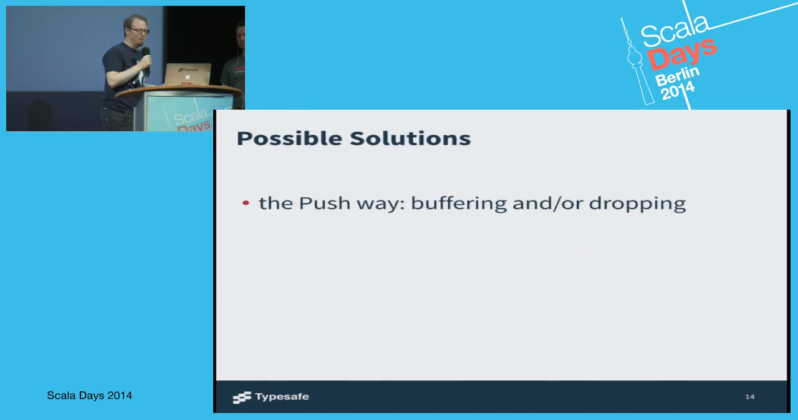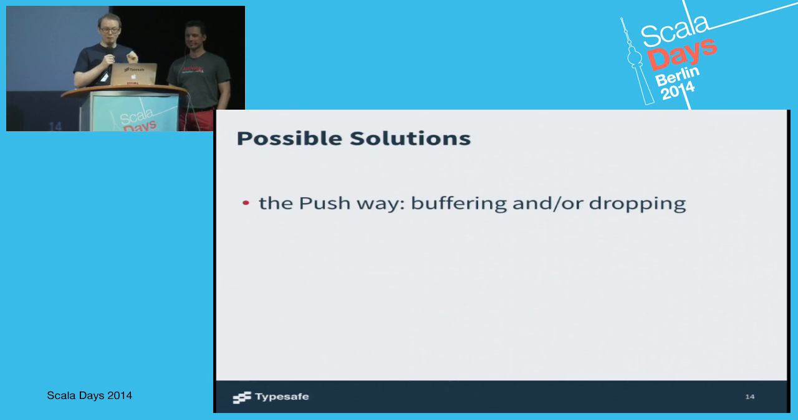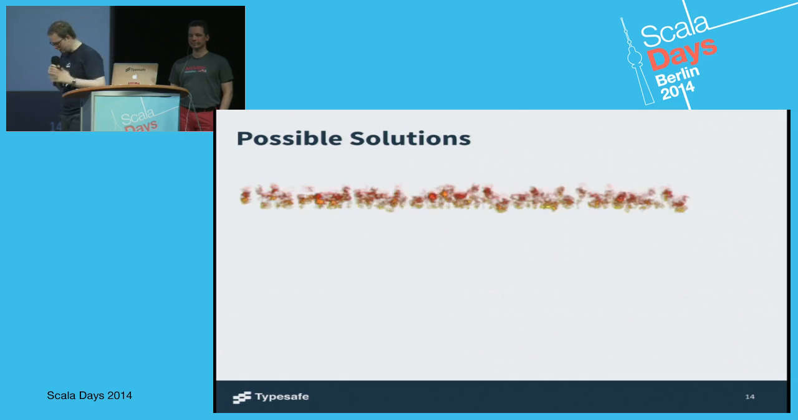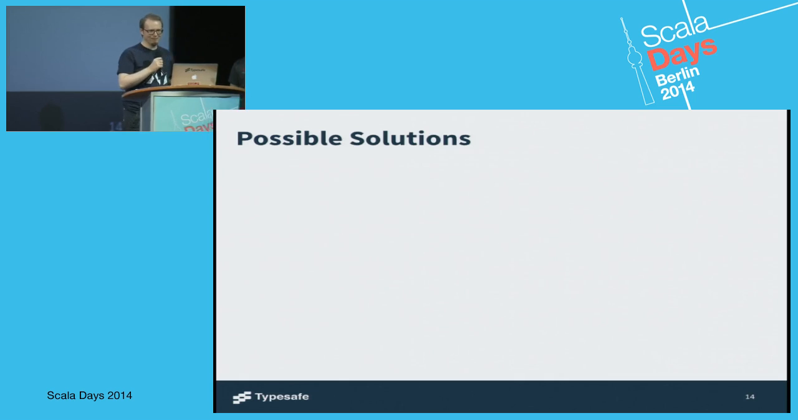So generally, that means that you need to do either both buffering and dropping, or just dropping, because you can't do just buffering because you will just run out of storage. So that doesn't work either. What do we do now?